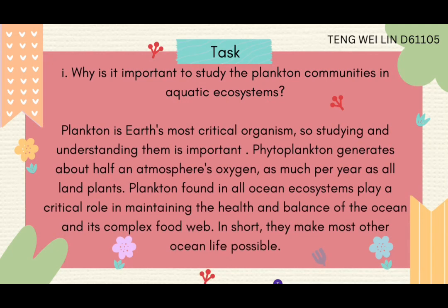Task 1. Why is it important to study the plankton community in the aquatic ecosystem? Plankton is Earth's most critical organism, so studying and understanding them is important. Phytoplankton generate about half of the atmosphere's oxygen per year, as much as land plants. Plankton found in all ocean ecosystems play a critical role in maintaining the health and balance of the ocean in its complex food web. In short, they make all other ocean life possible.